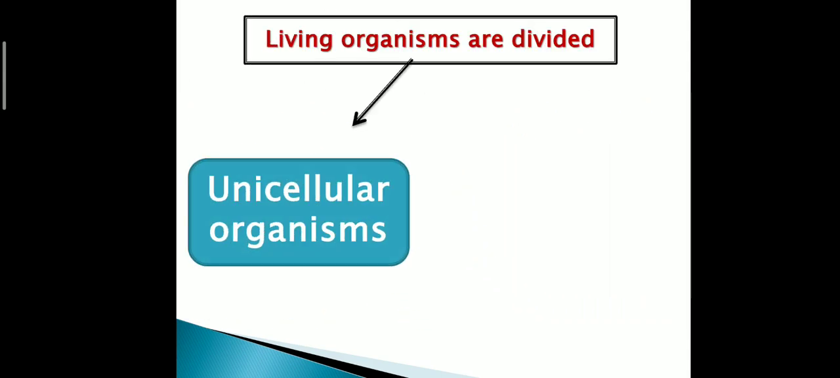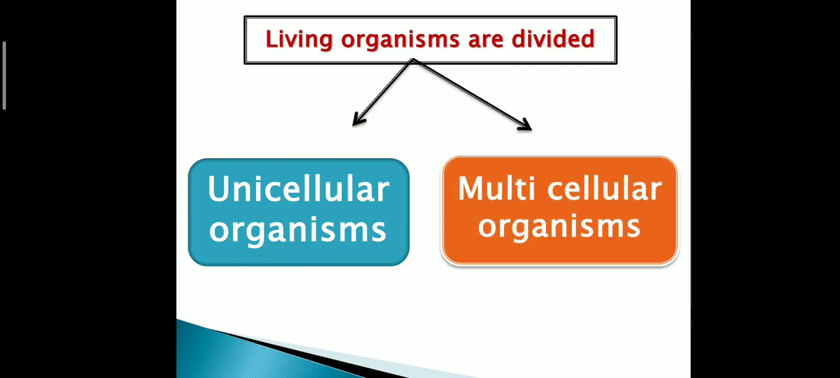We have two types. The first type is unicellular organisms, and multicellular organisms. So, living organisms are divided into two types according to the number of cells: unicellular organisms and multicellular organisms.